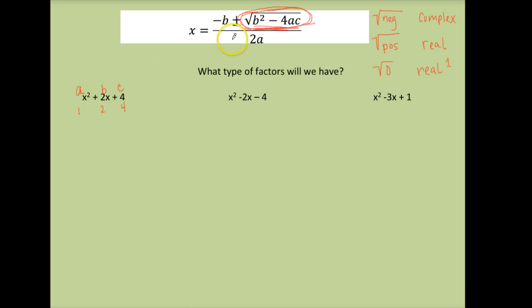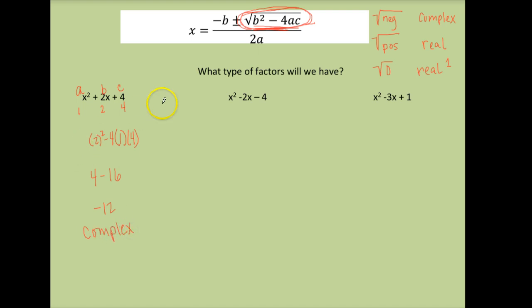Okay, so that tells us to do b squared, so 2 squared minus 4ac. So 4 times a is 1 times c is 4. 2 squared is 4 minus 4 times 1 is 4 times 4 gives me 16. And 4 minus 16 is a negative 12. So what type of factors would we have? Well, if this part of the quadratic formula is negative, we're taking the square root of a negative number, so we know that we have complex factors.